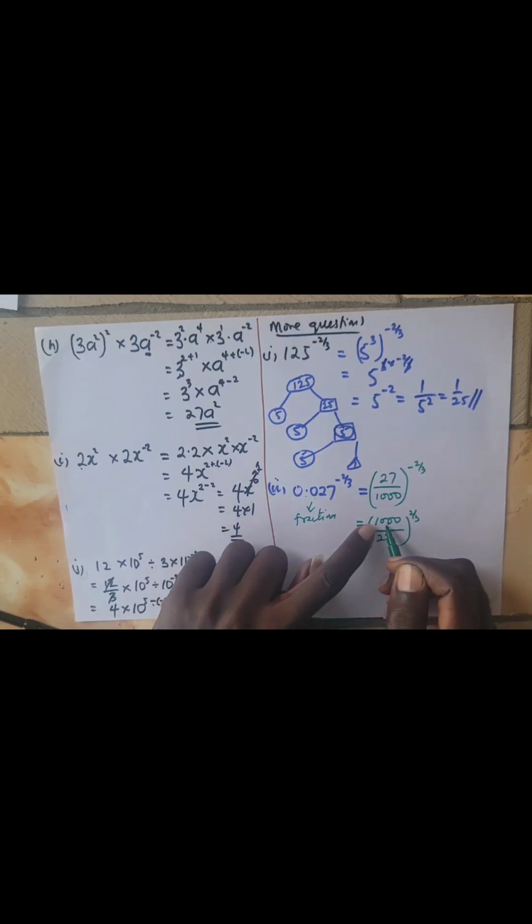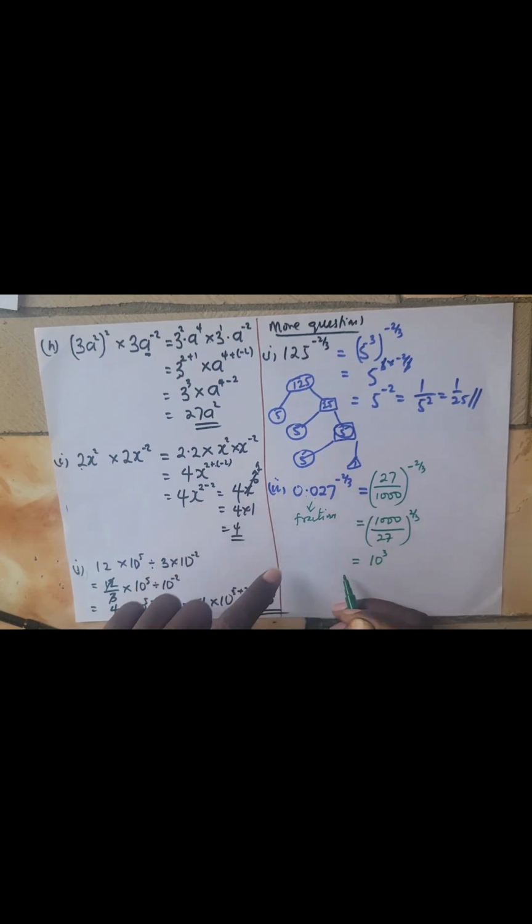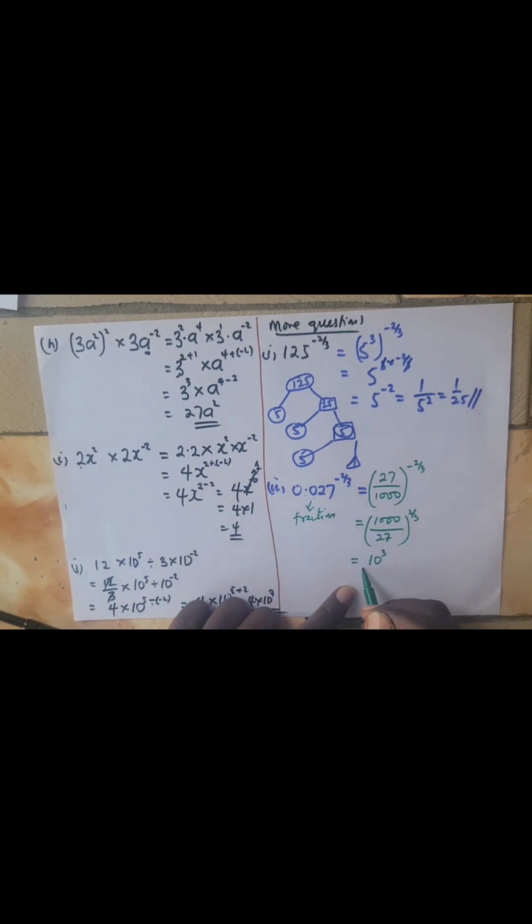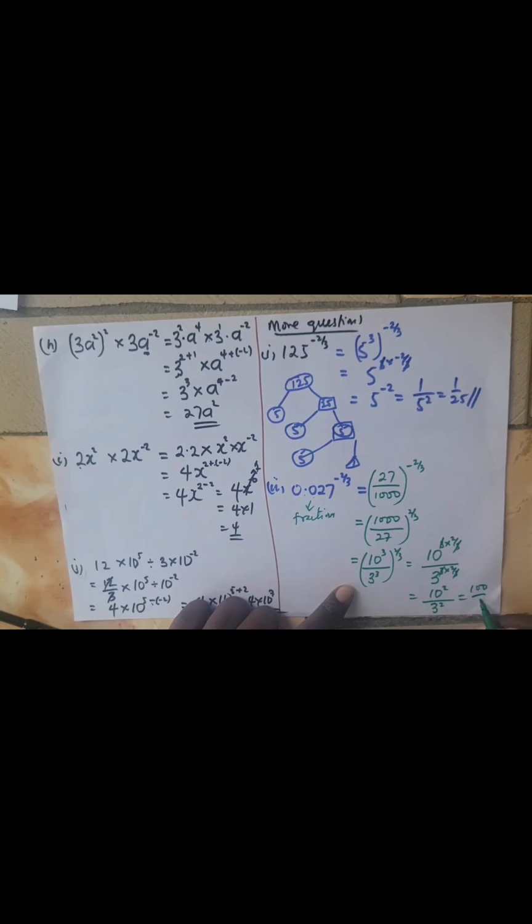This is the same thing as 1000 is 10 raised to the power 3. When you break it down, 27 is 3 raised to the power 3, like we did somewhere, all raised to 2/3. So this is equal to 10 raised to the power 3 times 2/3, over a common index, 3 raised to the power 3 times 2/3. So we cancel 3, we cancel 3. So we have here 10 squared over 3 squared, which is 100 over 9.